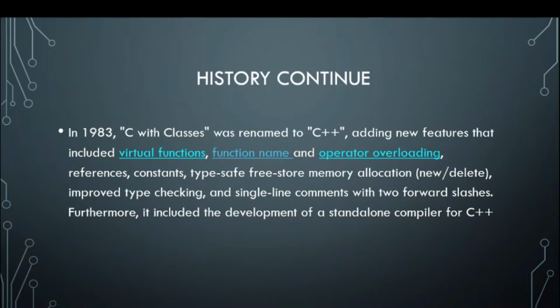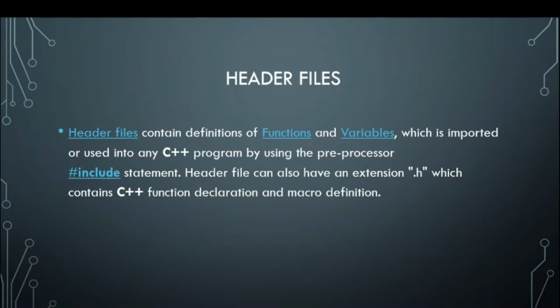The difference between C and C++ was that C++ had virtual functions, operator overloading, references, constants, and extra memory allocations.